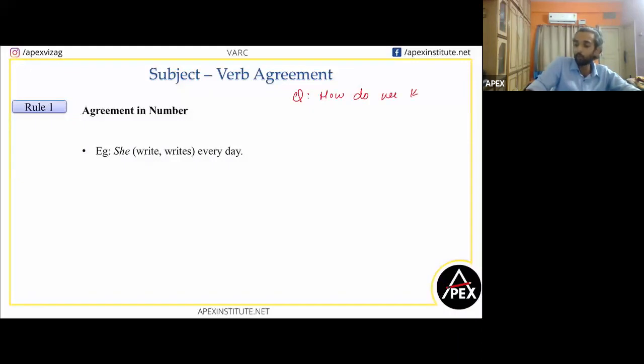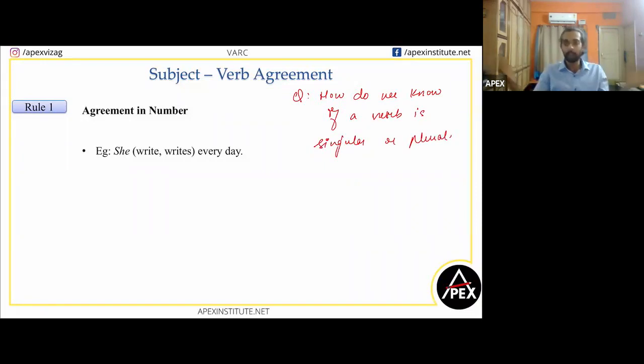For me to be able to figure that out, the question now comes: how do we know if a verb is singular or plural? Both of us agreed that if I have a singular subject, I'll use a singular verb. But how do you know which verb is singular? Subject, it's rather easy, right?